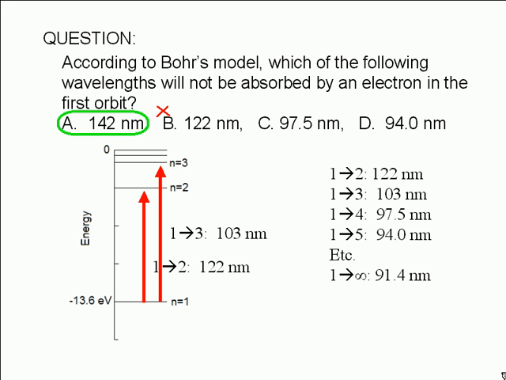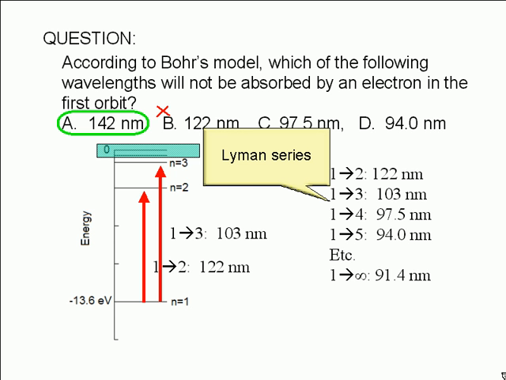That's because the gaps between adjacent orbits become smaller and smaller as n increases. This entire series of wavelengths are experimentally observed and is known as the Lyman series. Bohr's model attributes these to transitions to or from the first orbit.